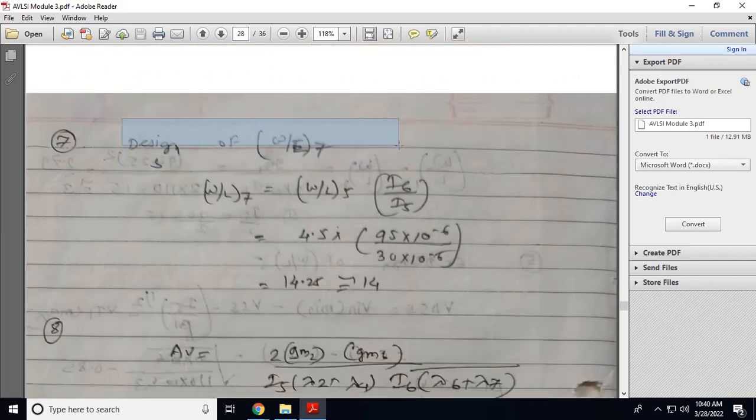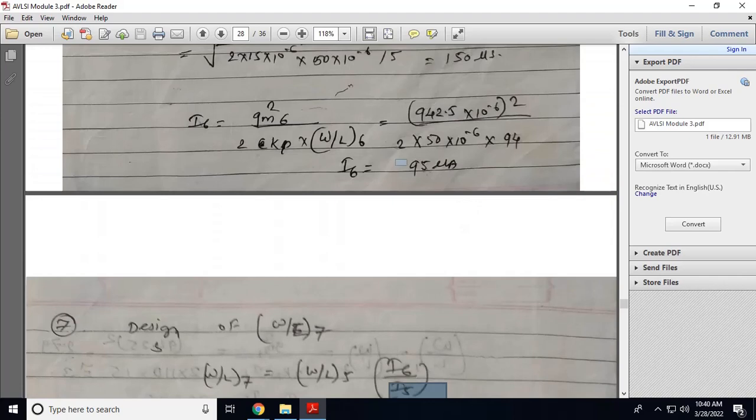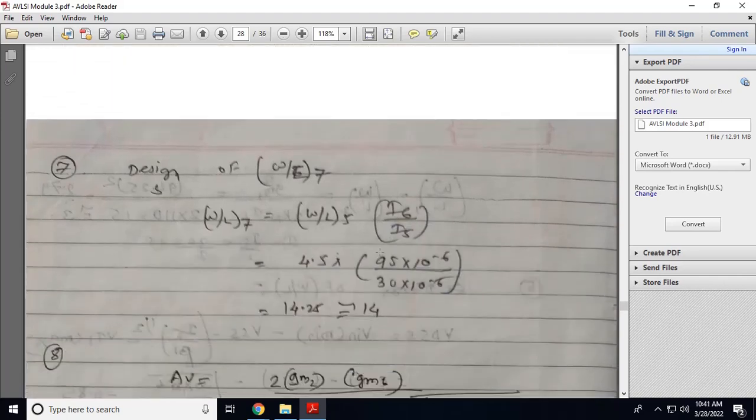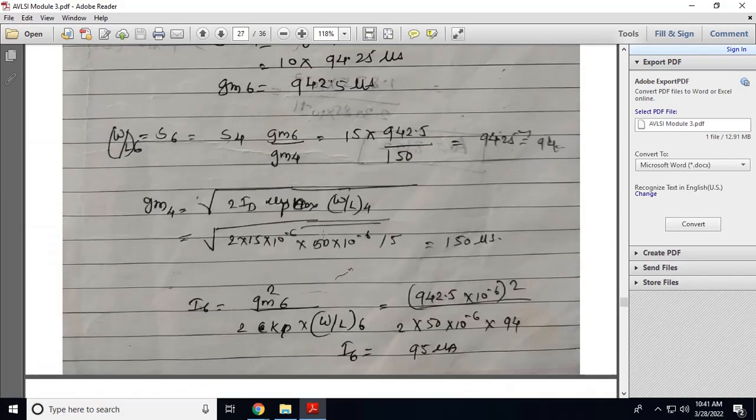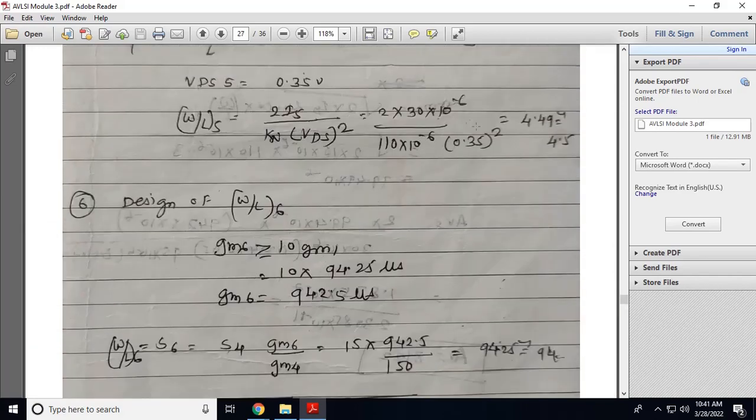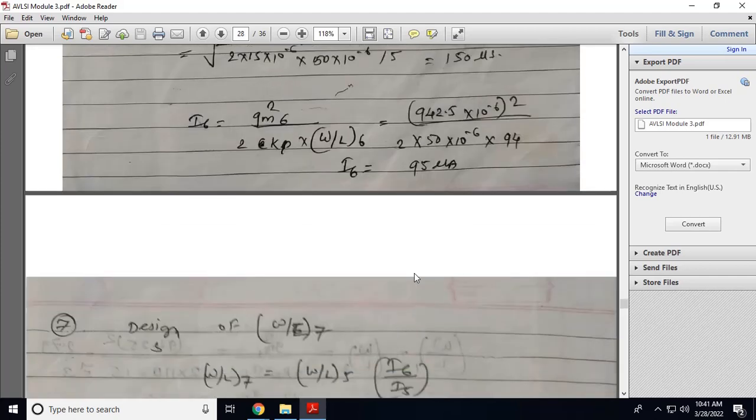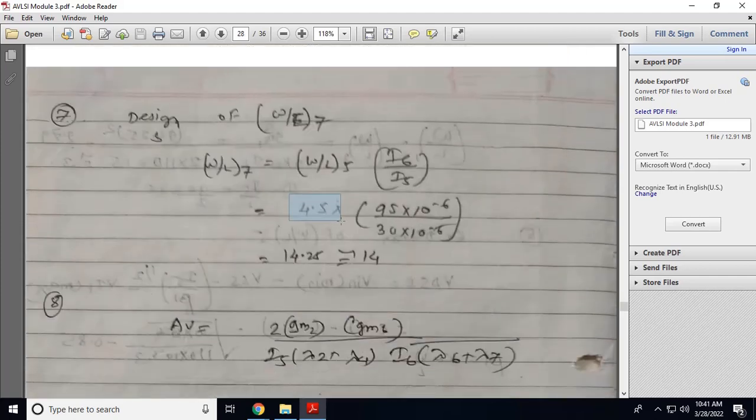Next is the size of 7. So size of 7 is equal to size of 5 multiplied by I6 divided by I5. So I6 is 95 microampere, I5 is 30 microampere, and size of 5 is equal to 4.5. So the answer is 14, that is the size of 7.